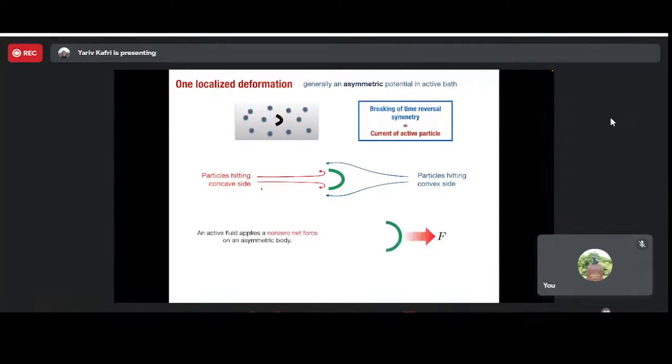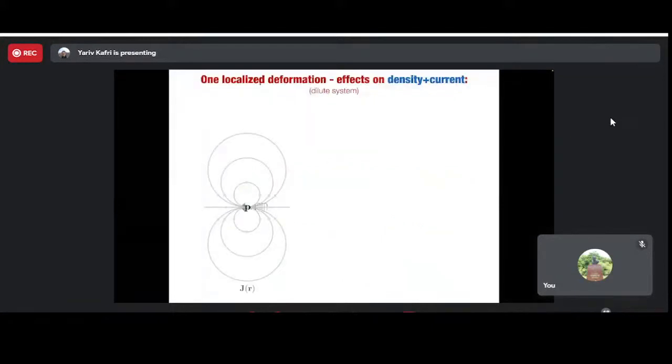There's another neat way of thinking about it. Because the particles accumulate here and slide when they come from the right, the active particles are exerting a net force on the potential inside the system. By Newton's third law, this potential is reacting back and exerting a force on the active fluid. So if I look at an active fluid which has one localized asymmetric piece of potential inside, it's exerting a force on the active particles. If I look in the far field, I can sort of guess what's going on. The bump is pushing the particles, essentially acting like a pump.